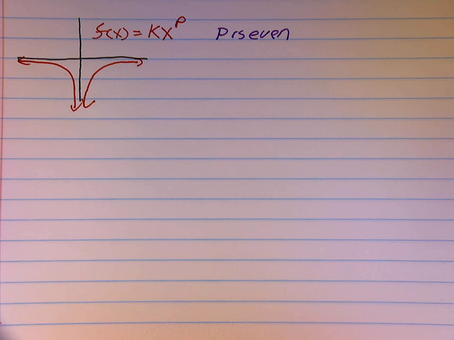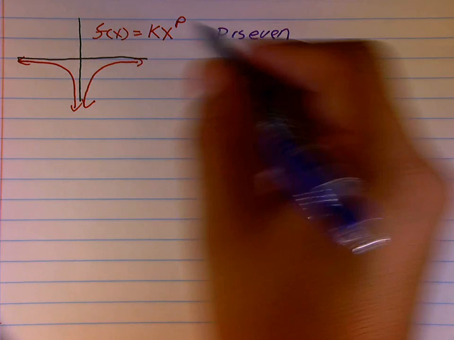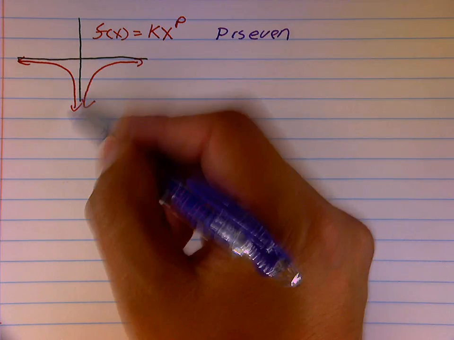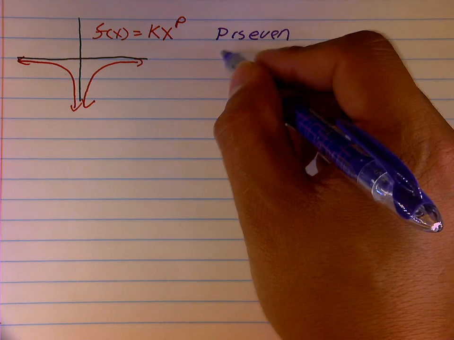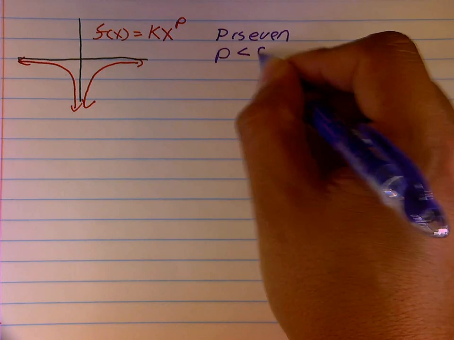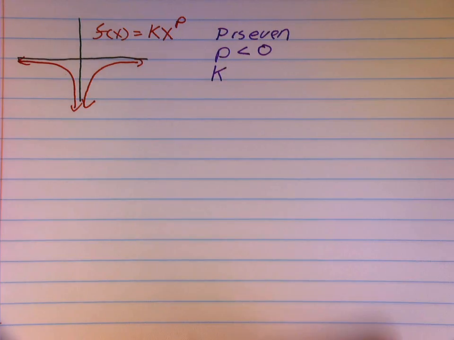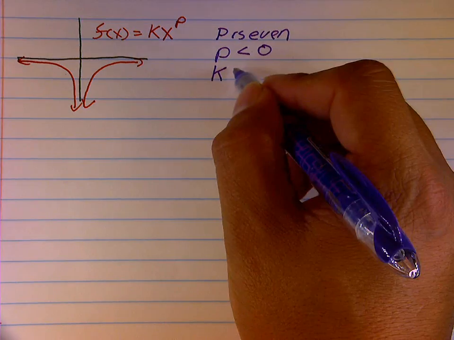At least part of the graph is going down. That tells me that P is negative. So I've got that going same side. If it's broken in two different pieces, that tells me that P is negative. K is negative also.